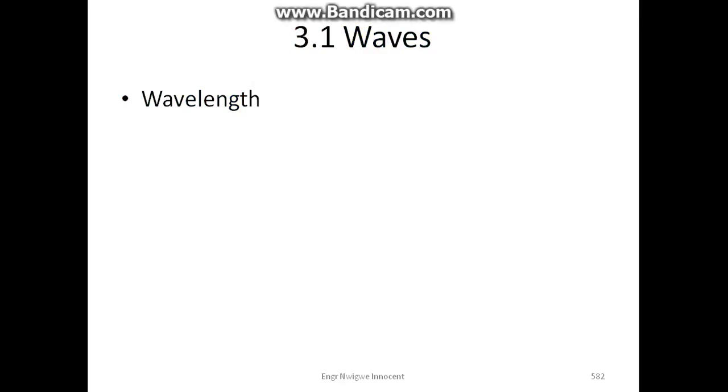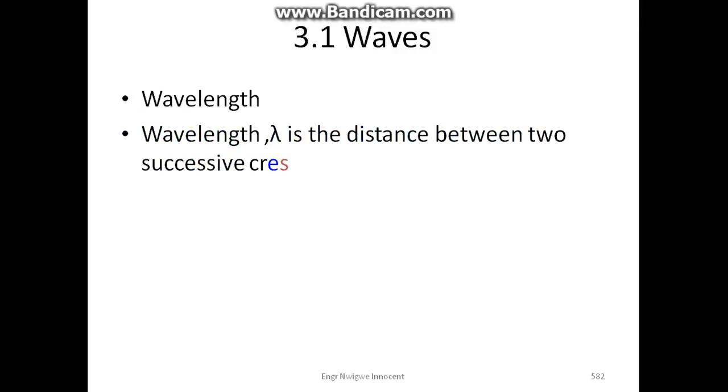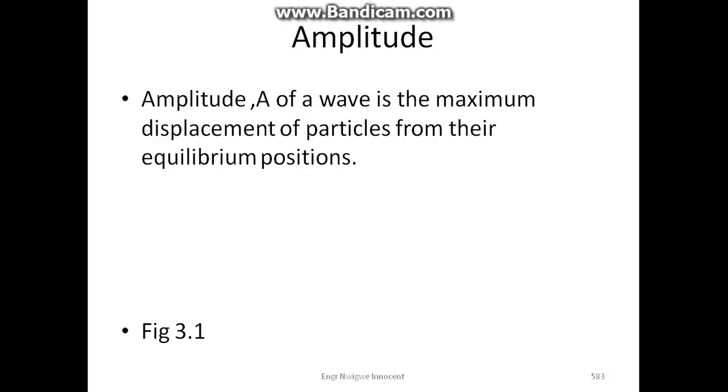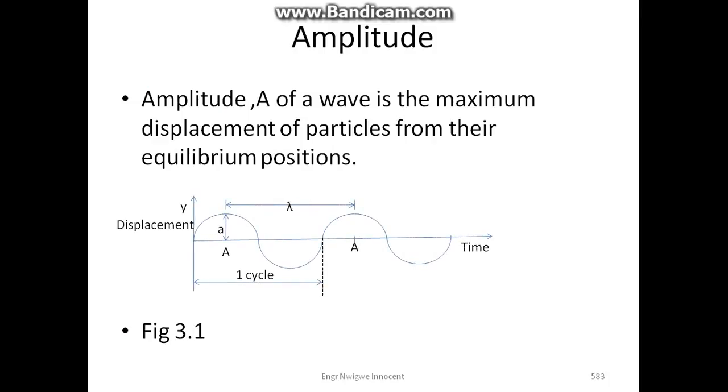Waves. Wavelength. Wavelength lambda is the distance between two successive crests. The SI unit is meters. Amplitude. Amplitude A of a wave is the maximum displacement of particles from their equilibrium position. From the graph of displacement against time, the amplitude is A, while the wavelength is lambda.